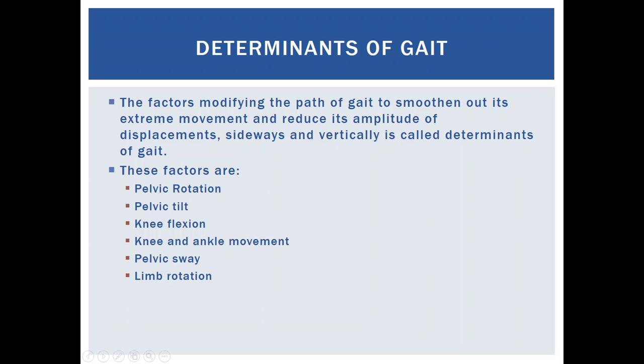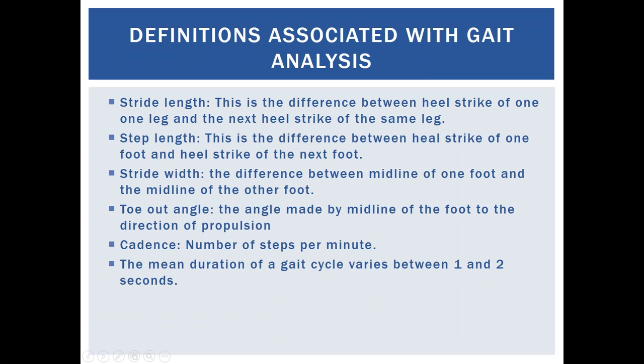So these are the determinants of the gait. Now, there are certain definitions that are associated with gait analysis. The first is stride length. This is the difference between the heel strike of one leg and the next heel strike of the same leg. For example, the heel of your right foot has struck at t seconds, then the time it takes for the right leg to again have a heel strike is your stride length.